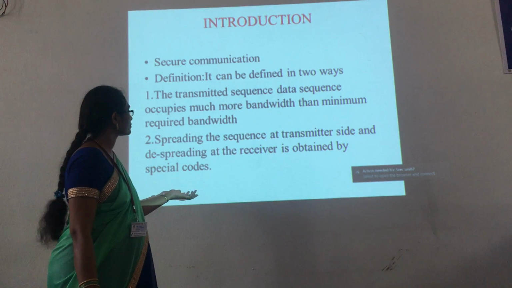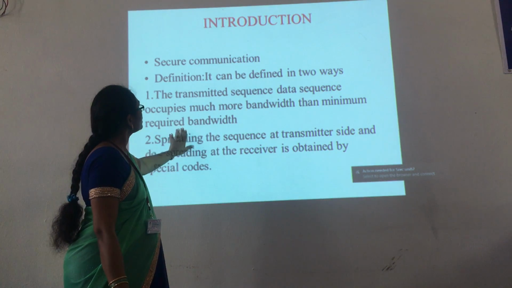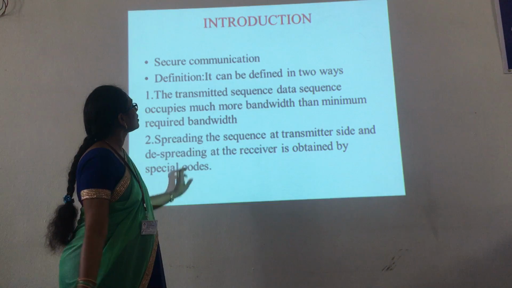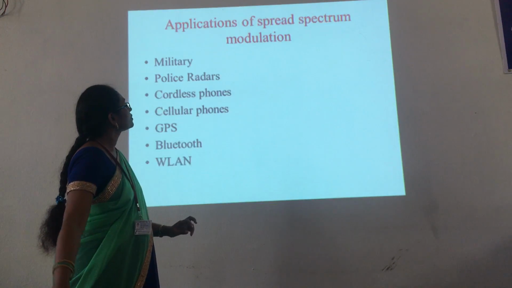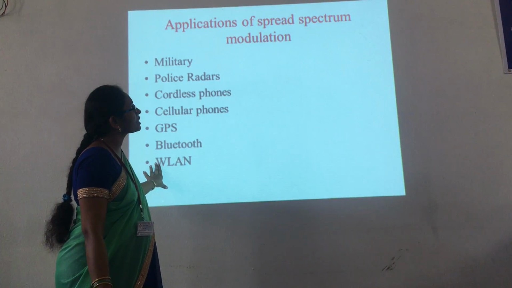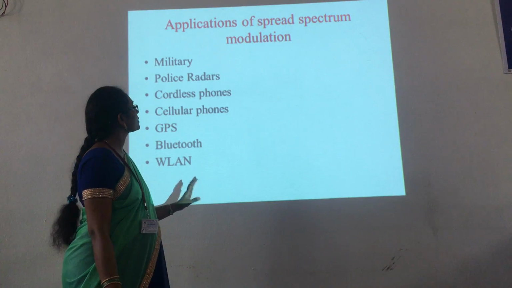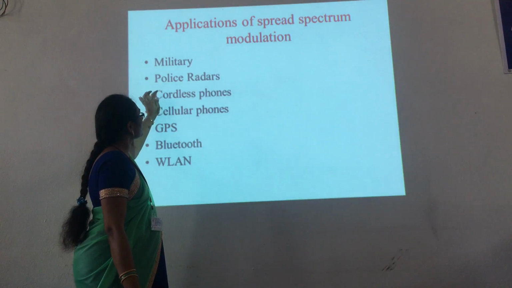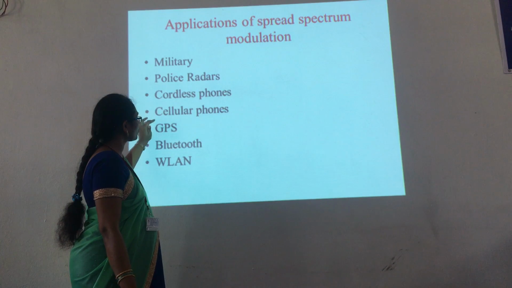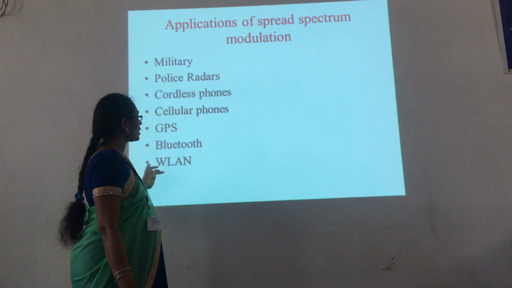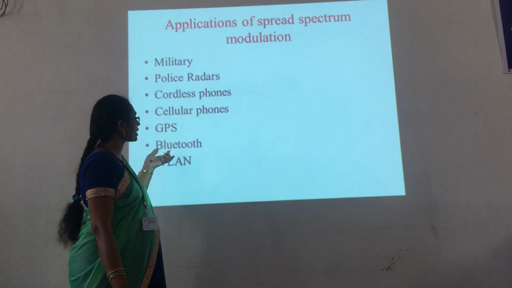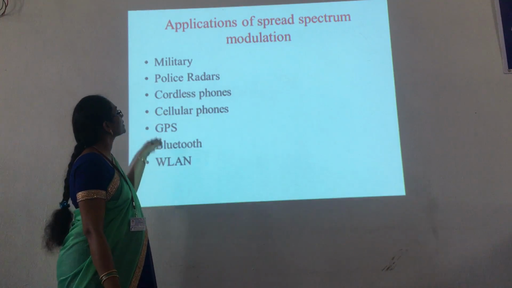These are the definitions of spread spectrum modulation, and the important applications of direct sequence spread spectrum are military, police radars, cordless phones, cellular phones, GPS, Bluetooth and wireless. And this Bluetooth is an application of frequency hopping spread spectrum.